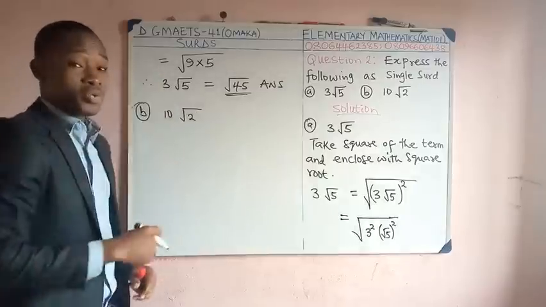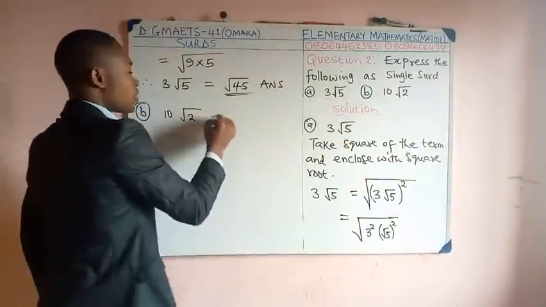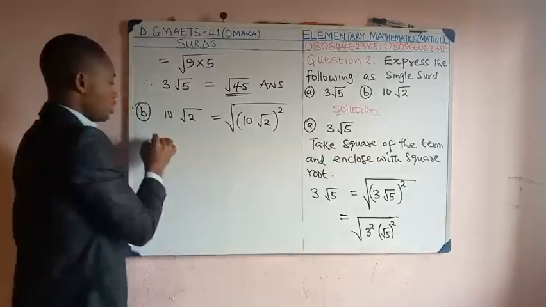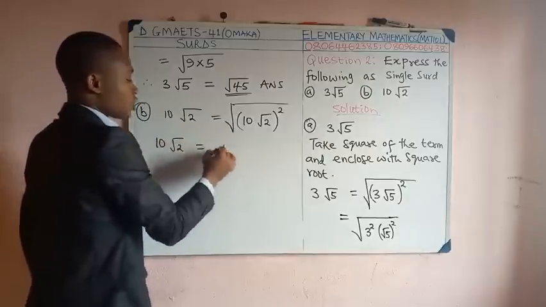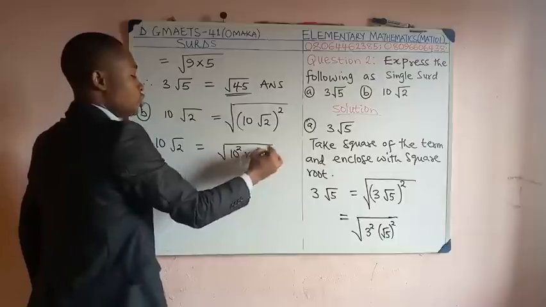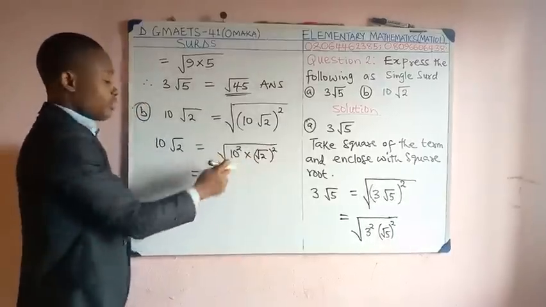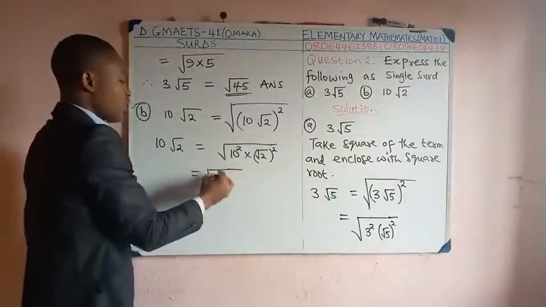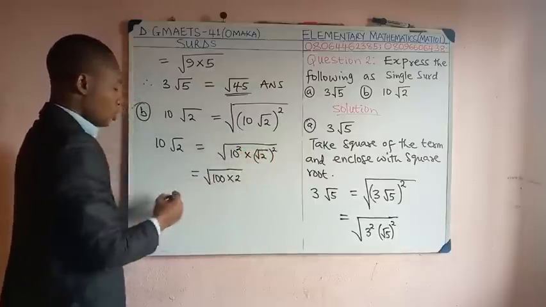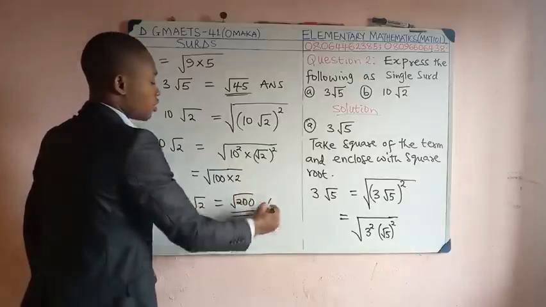We should be expecting to get root 200, because that's actually what we solved as a single surd to get 10 root 2. So we apply the process. This is simply 10 root 2. We're going to square it and enclose with a square root. So 10 root 2 is now equivalent to the square root of, distributing this power to this 10 and root 2, so we're going to get something like this. The square of 10 is going to give us 100. So I have 100 times the square of the square root of 2. This square will remove this square root, so you're left with 2. Therefore, 10 root 2 is simply root 200 as a single surd.